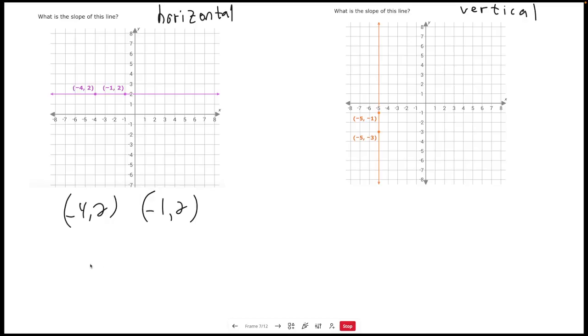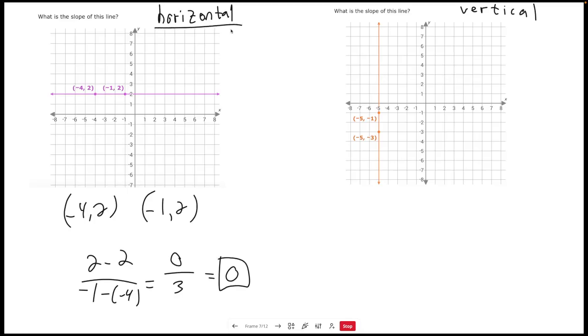And so here I'm going to get 2 minus 2 over -1 minus -4. And that will leave me with 0 over 3. 0 divided by anything is just 0, okay? And the slope of any horizontal line is always 0. Doesn't matter where it is on the graph. If it's a horizontal line, the slope will be 0.